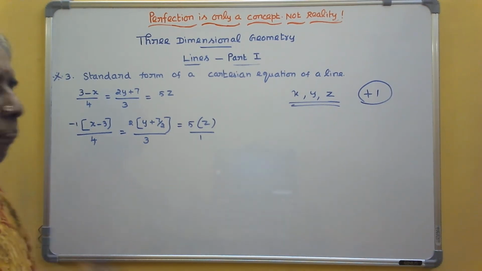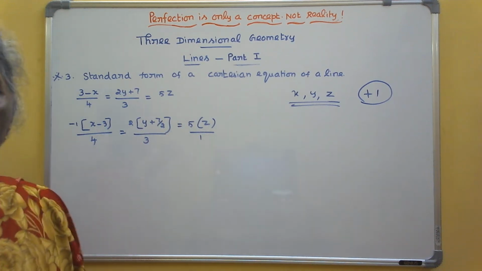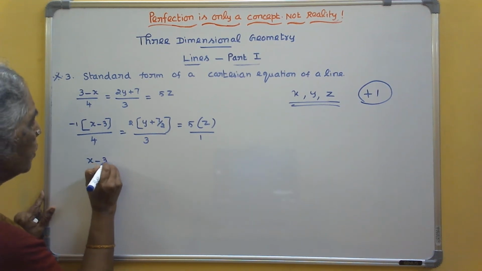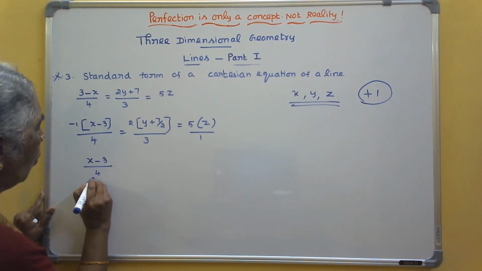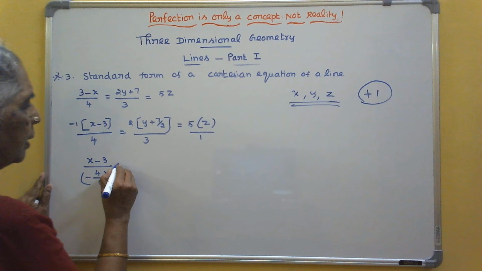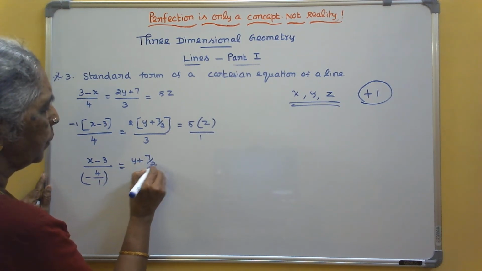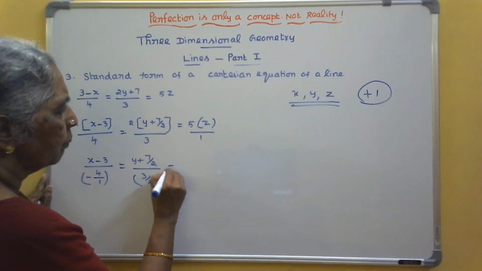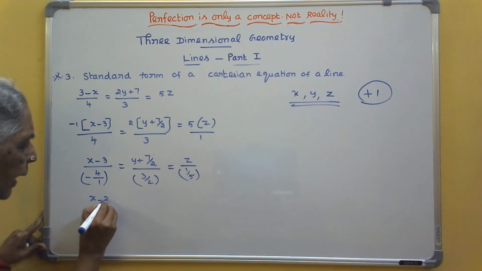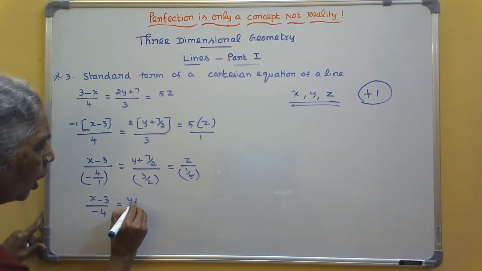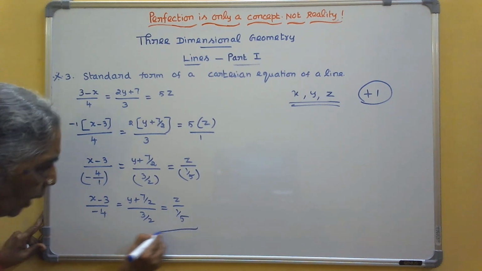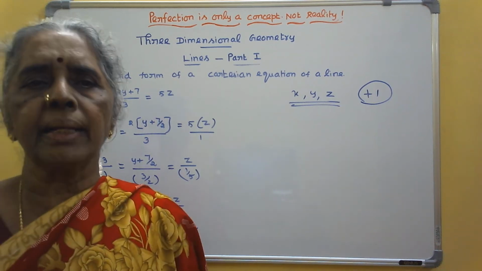The second step, whatever you have taken out, bring it down to the denominator. That is, I can write this as (x minus 3) by 4 by minus 1, or minus 4 by 1. That minus 1, I have brought here. For the next one, (y plus 7 by 2) by (3 by 2). Here is z by (1 by 5). Let me write this properly. (x minus 3) by minus 4, (y plus 7 by 2) by (3 by 2) and z by (1 by 5). Now, this is the standard form.